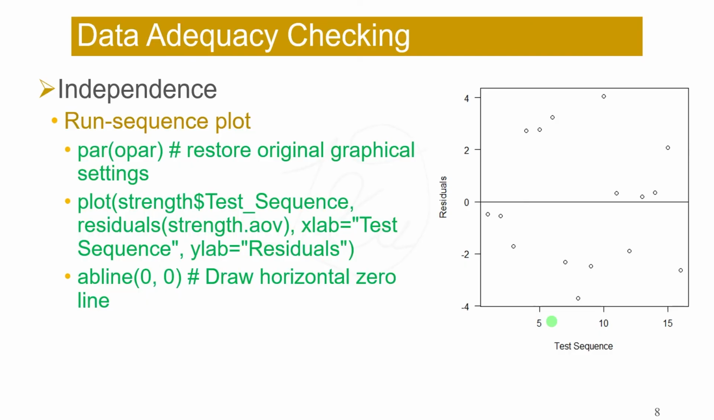As what we have done before for the single factor experiment, it is also important to check the data adequacy for the randomized complete block design. For the first plot, we use the run sequence plot to check data independence. This plot is created by using the test sequence data in the strength data frame as data for X and the residues data of the ANOVA analysis as Y. From the plot, we don't see any specific patterns of the residues that violate the data independence assumption.